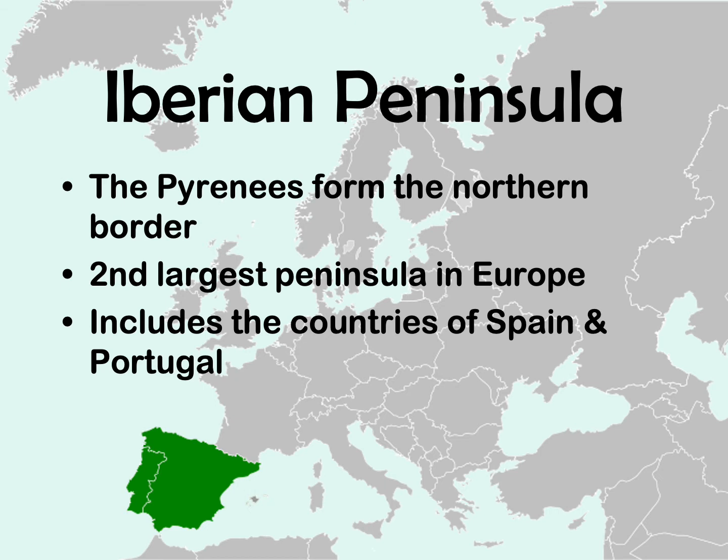Now, a couple of peninsulas that we're going to talk about specifically. One of them is going to be the Iberian Peninsula. The Pyrenees, which are mountains, are going to form the northern border. So the top part of the Iberian Peninsula is going to be bordered by the Pyrenees Mountains. It's going to be the second largest peninsula in Europe, and it includes the countries of Spain and Portugal. Portugal is going to be that littler piece, and Spain is going to be the bigger piece.